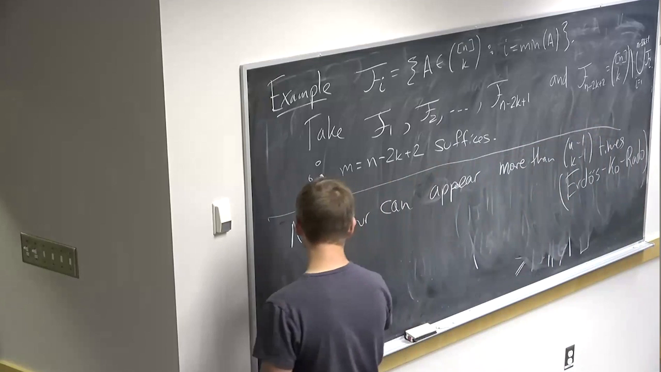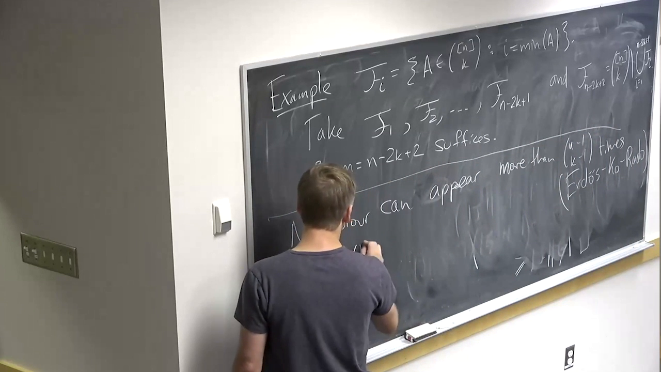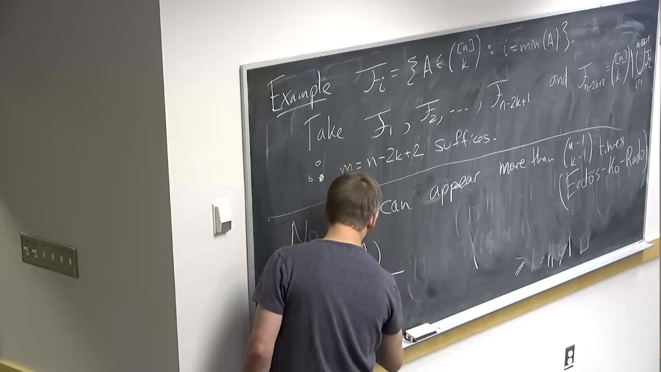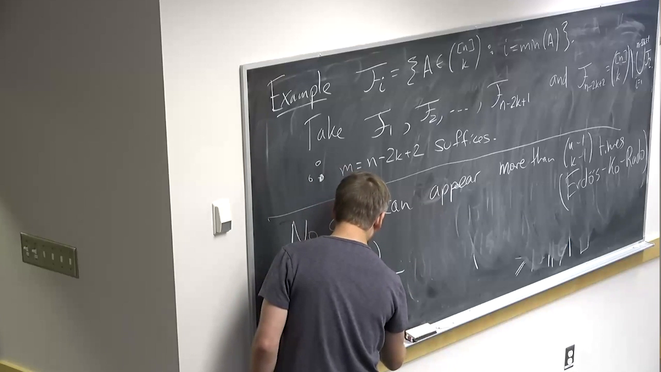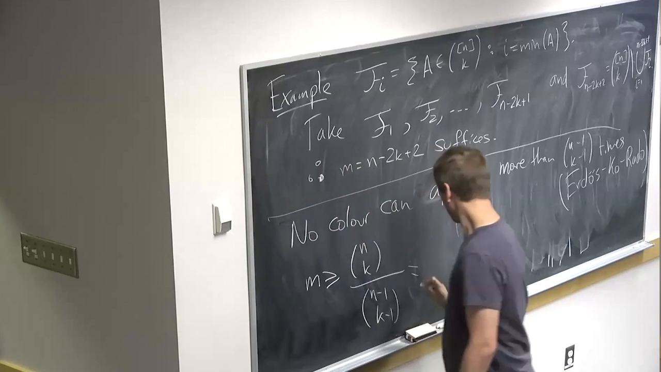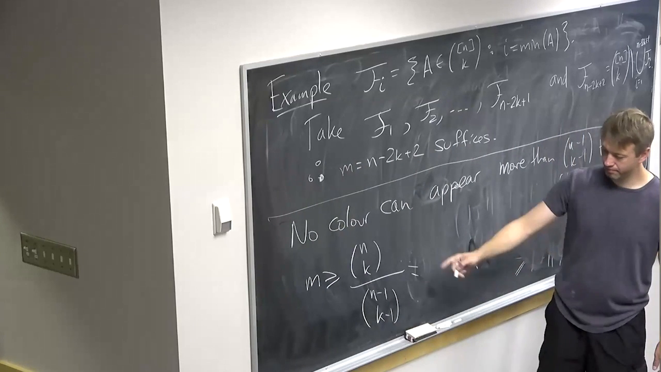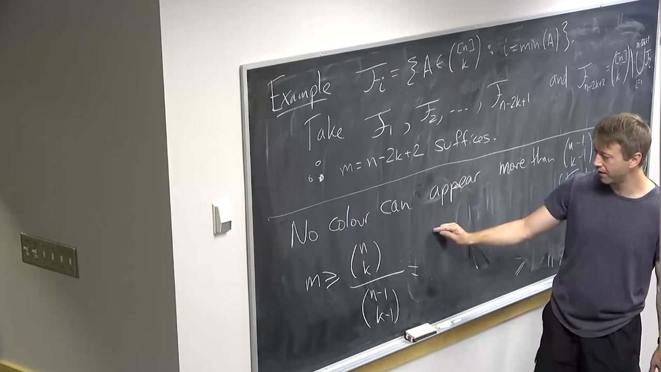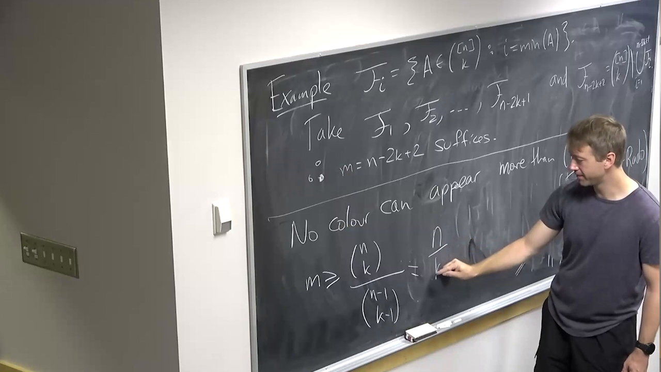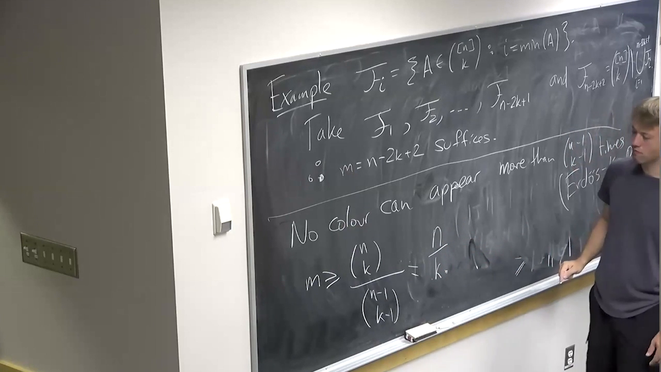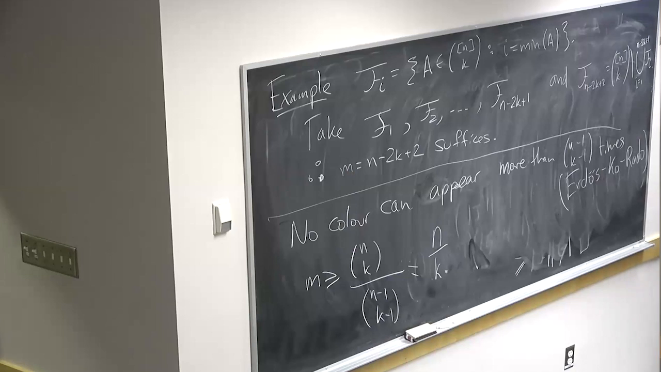So definitely M is going to be at least n choose k over n-1 choose k-1, which, if you plug in the factorials and cancel stuff, gives you n over k. I would call that a non-trivial lower bound, but it's still pretty far, right?